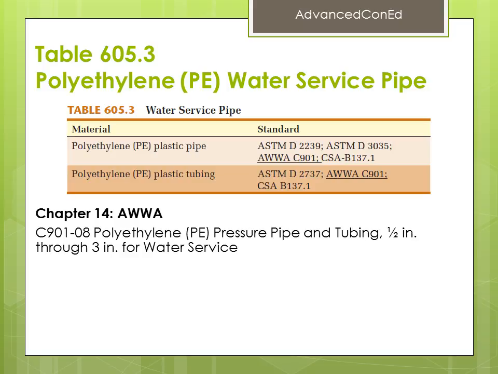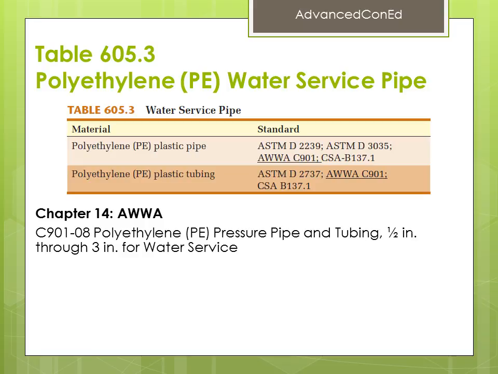Table 605.3, Polyethylene Water Service Pipe. Table 605.3, Water Service Pipe. Material, polyethylene plastic pipe, standard ASTM D2239, ASTM D3035, AWWA C901, CSA B137.1.